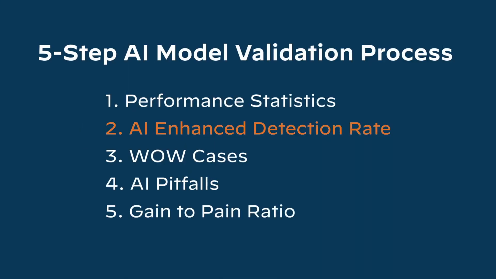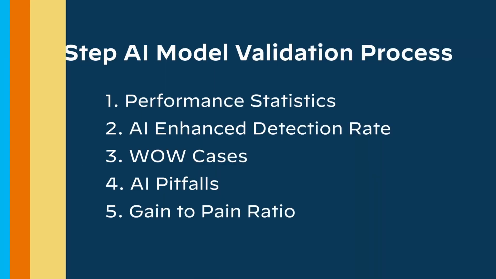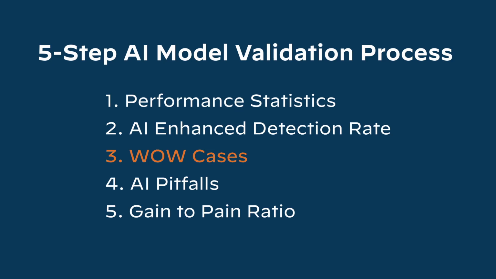The second thing that we look at is the enhanced detection rate. What we like to see is, does the AI help us with our blind spots as humans? Does it help us overcome our natural human biases? In particular, can it help us avoid misses if we're fatigued at the end of a shift or if it's the overnight hours? And this is where we can measure this enhanced detection rate to predict how much we can boost our performance. Step 3 are the wow cases.